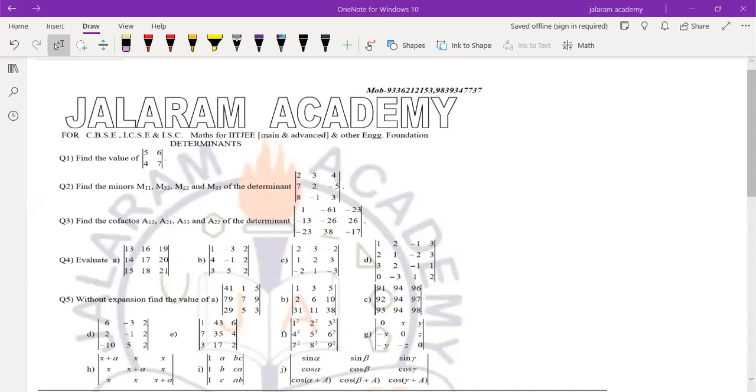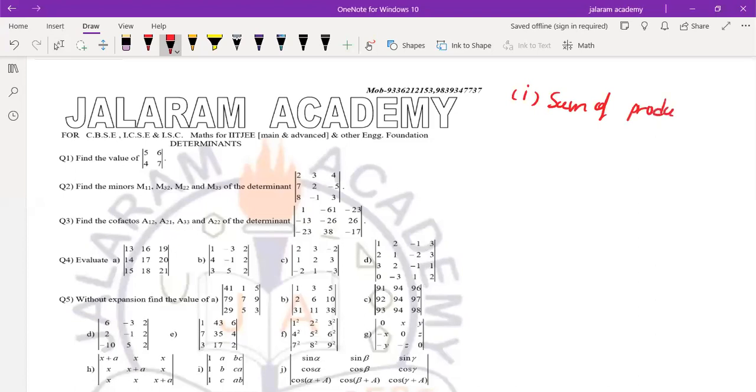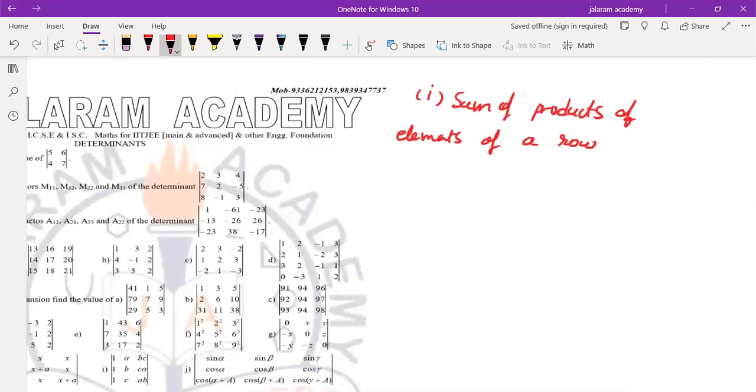Hello students. So today we will discuss some properties of determinants, out of which one we have discussed in last term: that the sum of products of elements of a row and their cofactors is equal to the value of determinant of A.